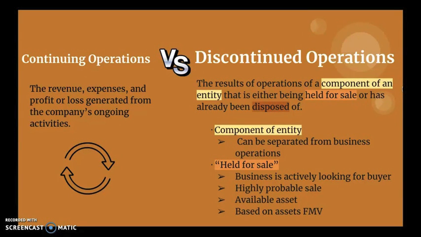For a product to be held for sale, it must meet certain criteria. The company must be actively looking for a buyer for a highly probable sale of a readily available asset, and the sale should be based on the asset's fair market value.